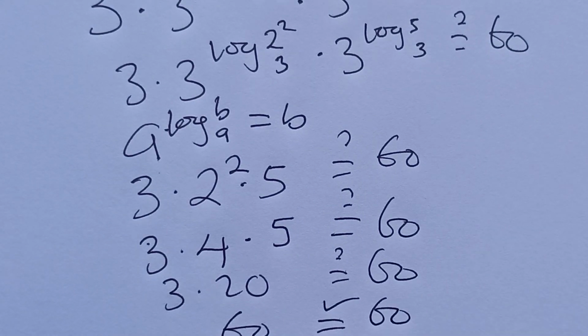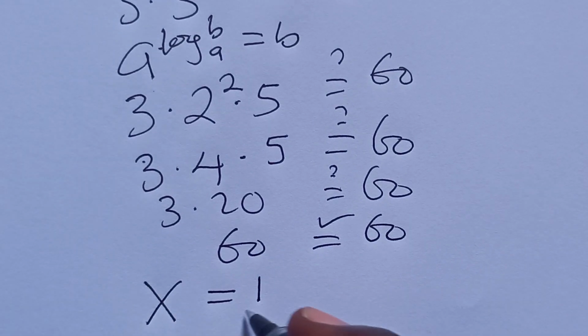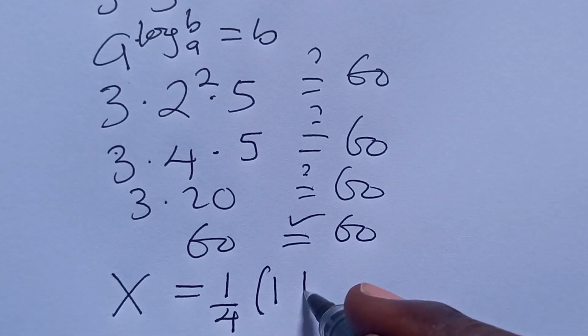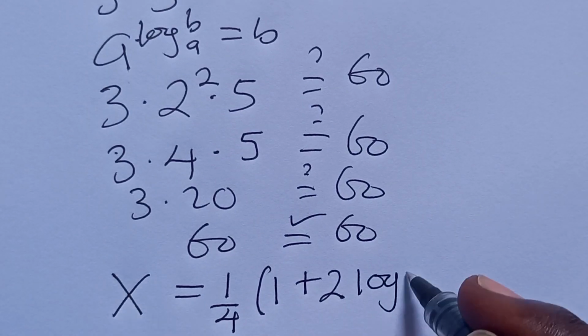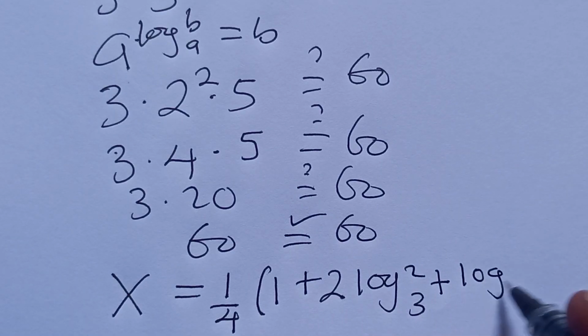Which is equal to 60, which implies our x is equal to 1 over 4 all into (1 plus 2 log_3 2 plus log_3 5).